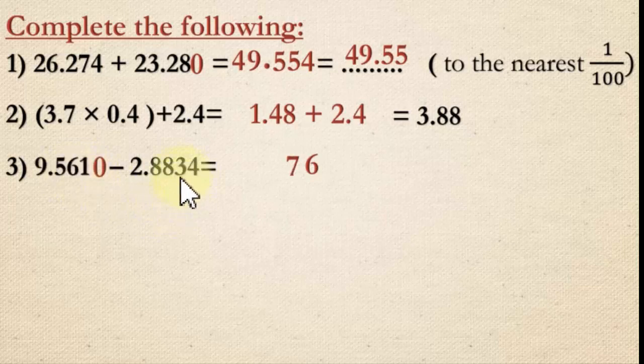5 minus 8, it can't, so we borrow from this 5, 5 becomes 4, and 5 here becomes 15, 15 minus 8 equals 7, 4 minus 8, it can't, so borrow from 9, 9 becomes 8, and 4 here becomes 14. 14 minus 8 equals 6. Don't forget to put the decimal point after 4 digits. 8 minus 2 equals 6. So the difference is 6.6776.